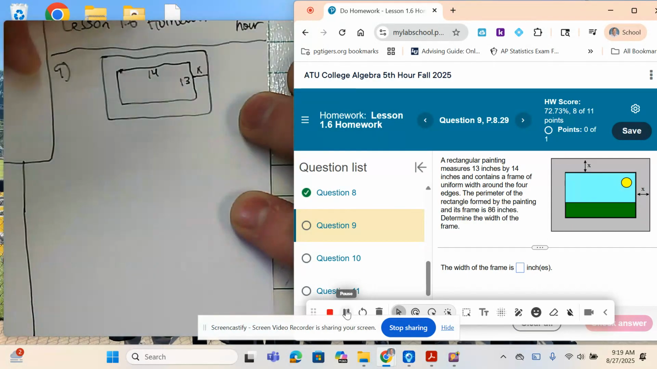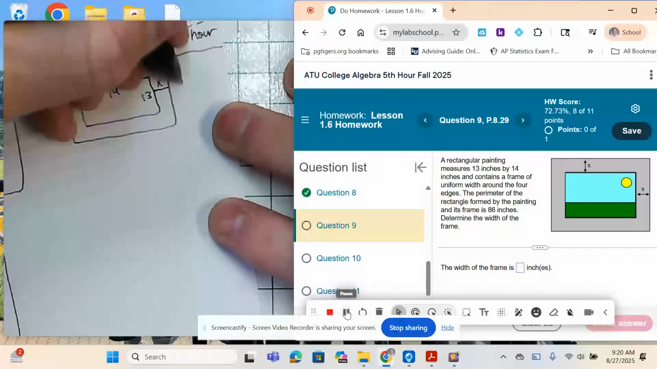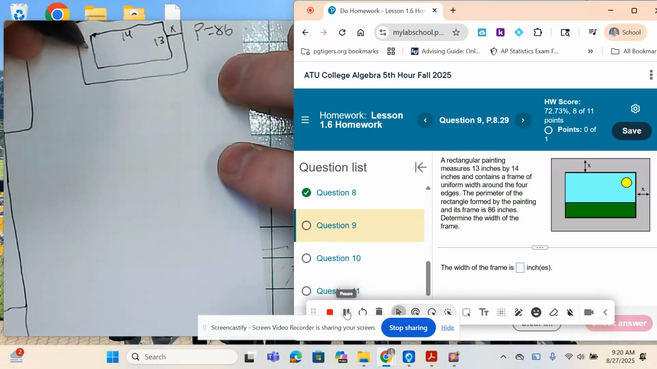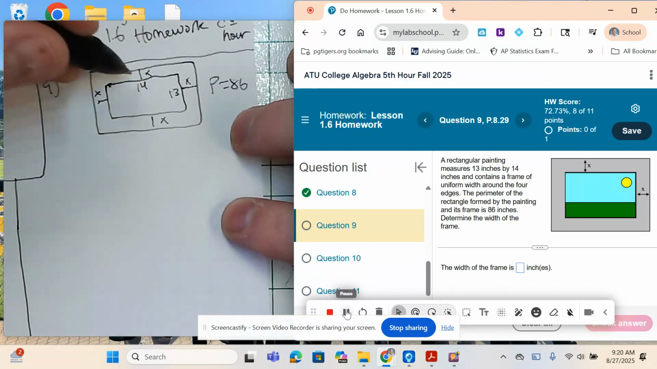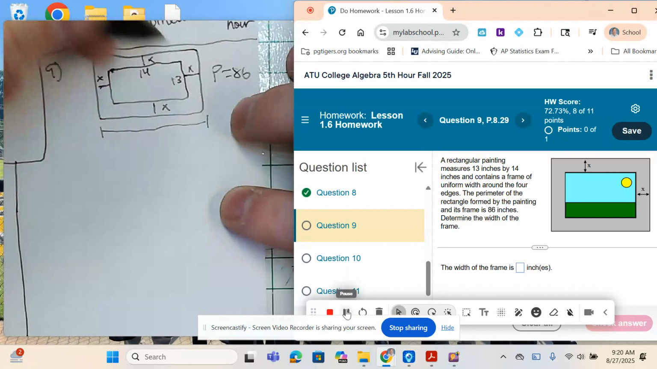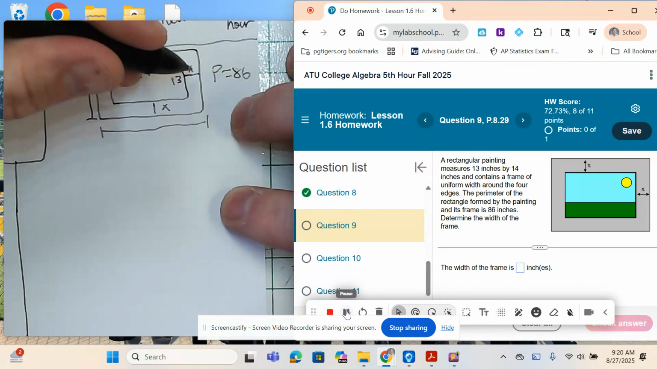Ooh, interesting. So the whole thing, the perimeter is A6. So I've got to find the length of each dimension. Basically the frame is the same for every part here. So I've got to find that dimension and that dimension. Let's go with this one here. So this one's going to be X, X, and 14.